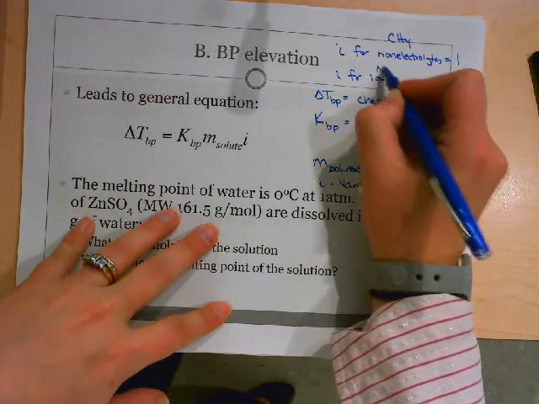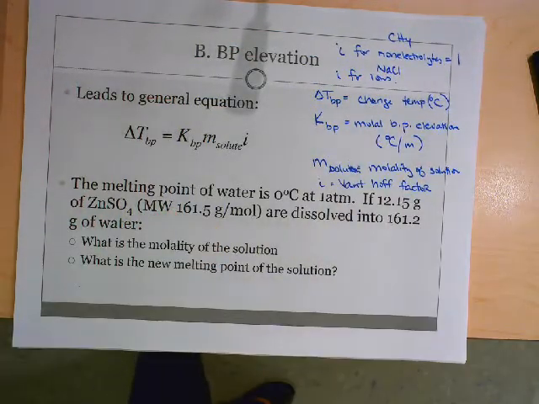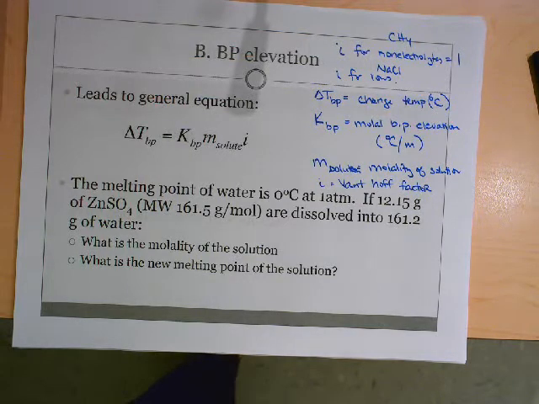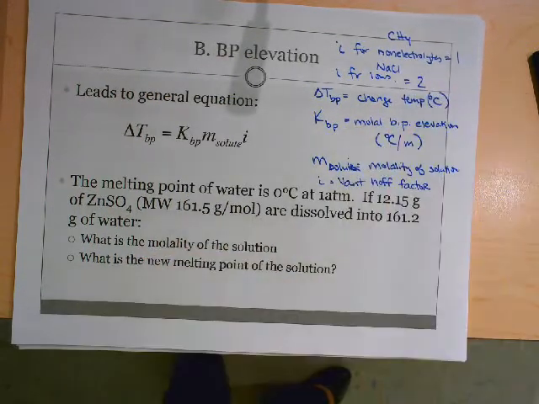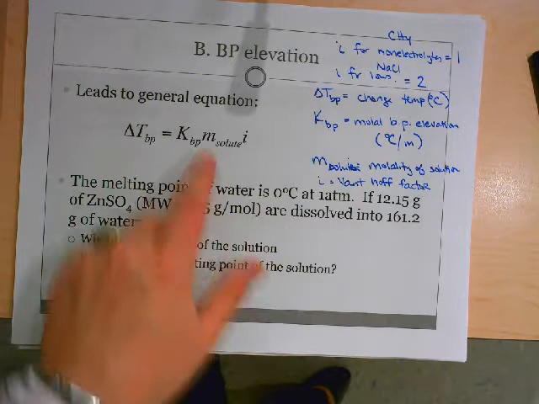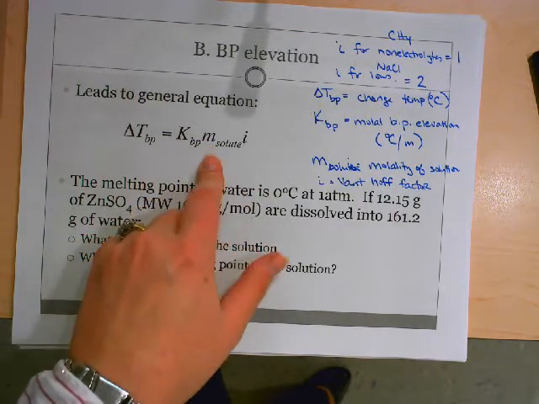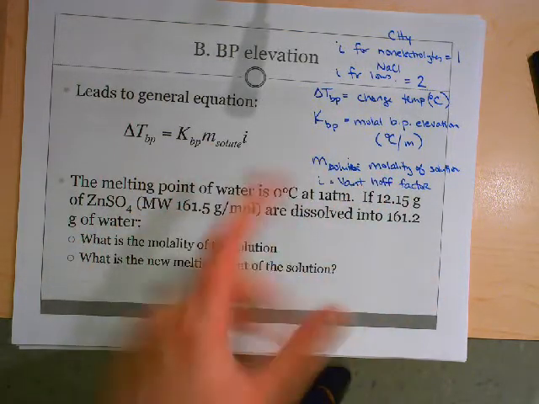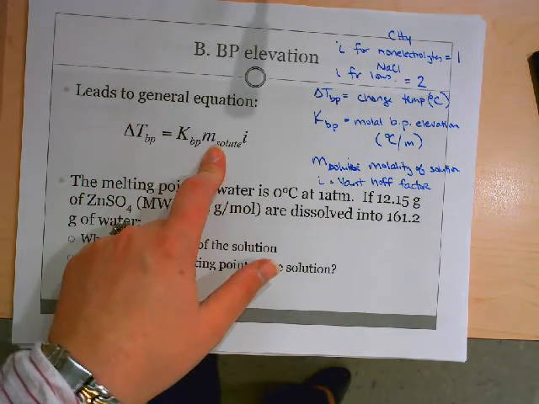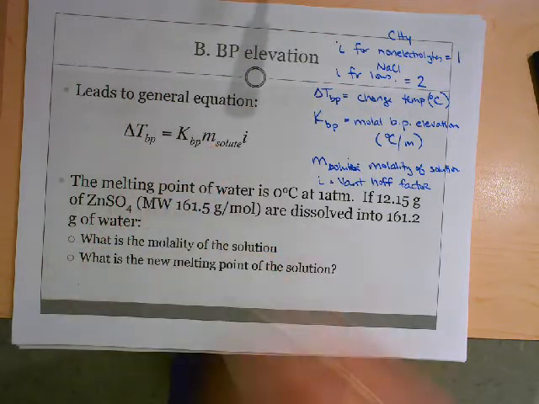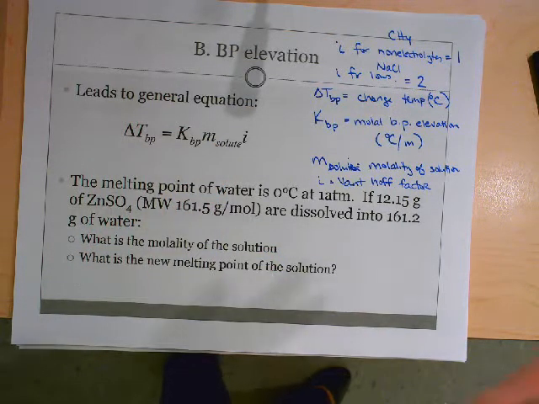But what if I had sodium chloride? Is that a molecular compound or an ionic compound? Should be ionic, right? Because we already did molecular. This is our ionic compound. How many pieces does sodium chloride break up into when it hits the water? 2. So its i would be 2. It's saying molality is really double. Like if I put in 2 molal of NaCl, it's really 2 molal Na, 2 molal Cl. I need to double how many ions are in solution.